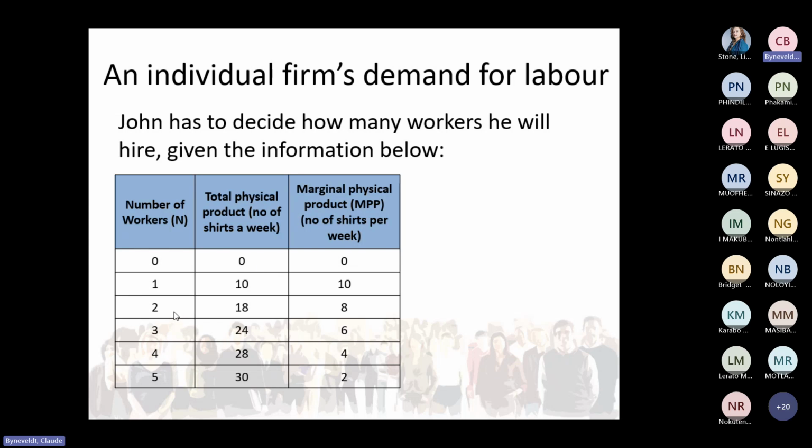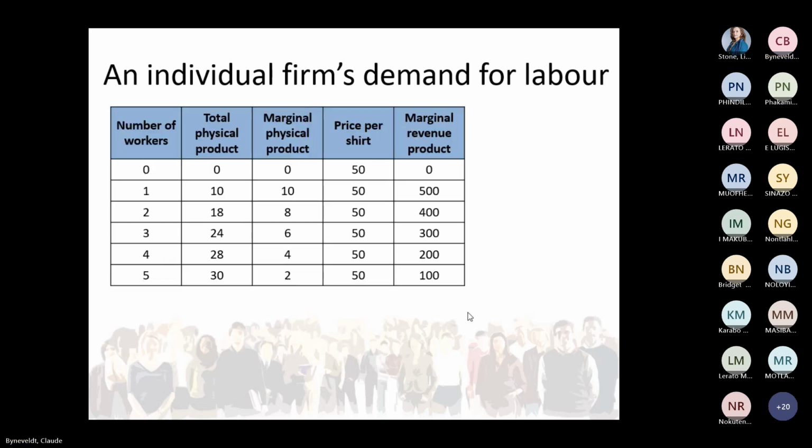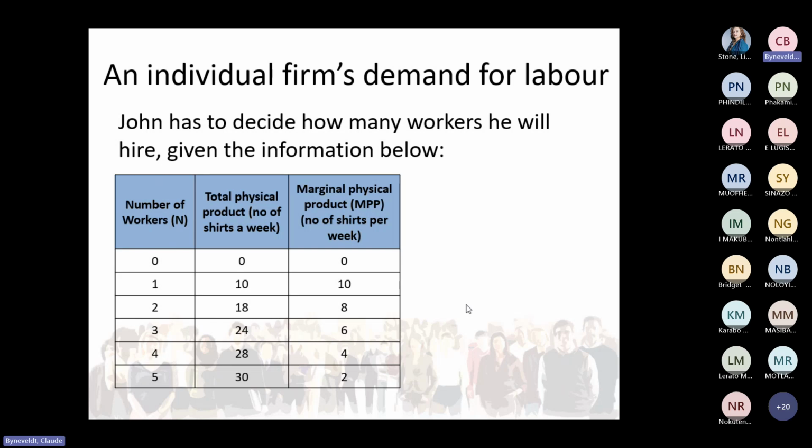If you employ a second worker, 18 shirts will be produced, the TP. So what is then the MPP for the second worker? It will be 8, meaning from 10 to 18. So if you employ a second worker, 8 additional shirts are being produced. And so you can go on, and you can work through that table.